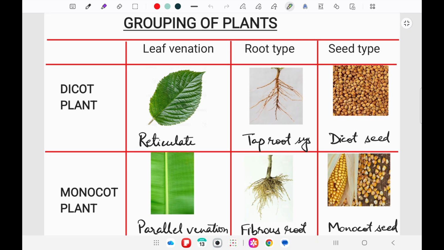We next group the plants according to the leaf venation, the root type and the seed type, and we found that there is a very interesting relationship between all three. If the plant is a dicotyledonous plant, then the leaf venation will be reticulate venation, the root system will be a tap root system, and the seed type will be a dicot seed. While in case of a monocotyledonous plant, the leaf venation will be parallel venation, the root type will be fibrous root, and the seed type will be monocotyledonous seed.